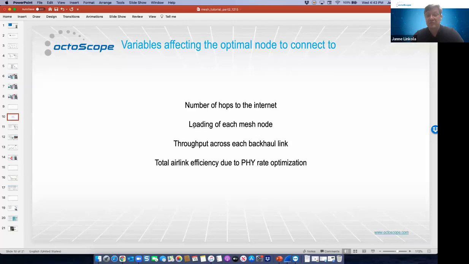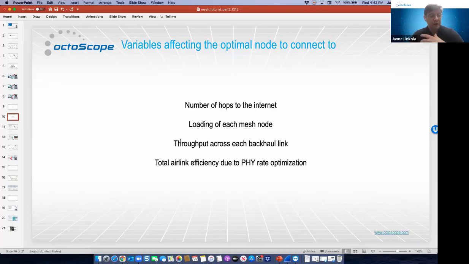Of course, loading of each mesh node affects how fast they can serve me. Throughput across each backhaul link. Some extenders may be further away from the root node than others. And of course, there are, let's say, more complicated airlink efficiency related considerations.